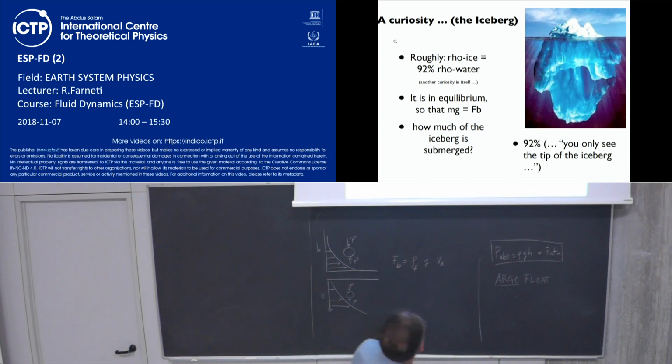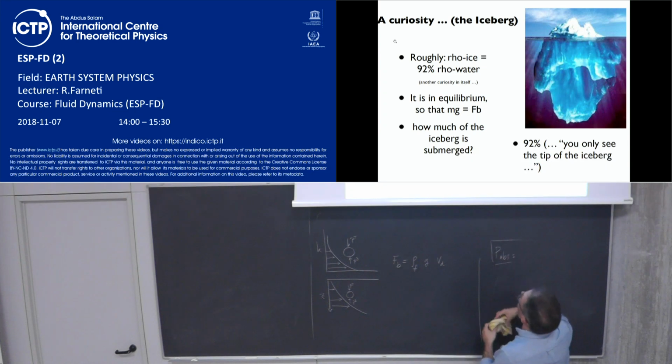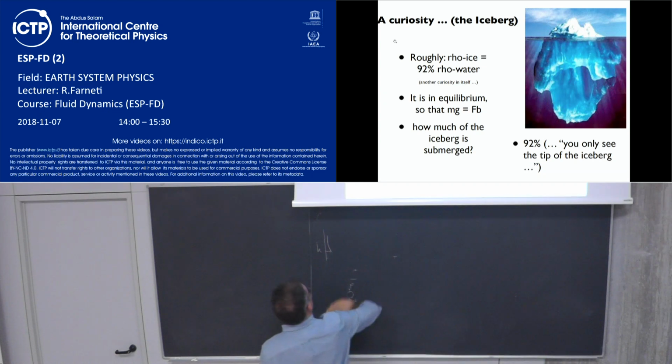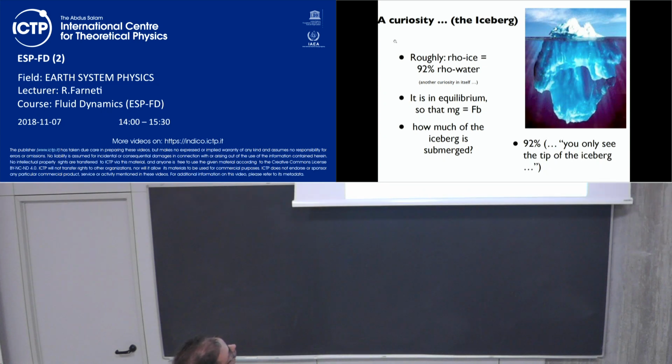So if you use the buoyancy principle, you know that if you see an iceberg, 90% is submerged. You only see 10% of the iceberg. Because of buoyancy, the difference of the density tells you how much of the volume is displaced or submerged. And from the buoyancy principle, you also get those common phrases that you use, like you only see the tip of the iceberg. That comes from the buoyancy principle.